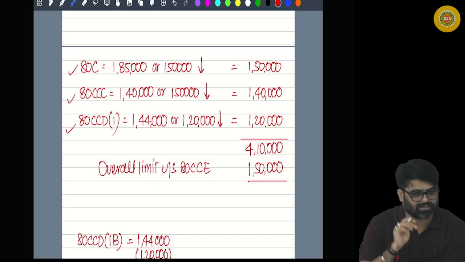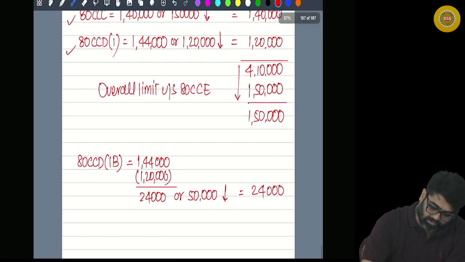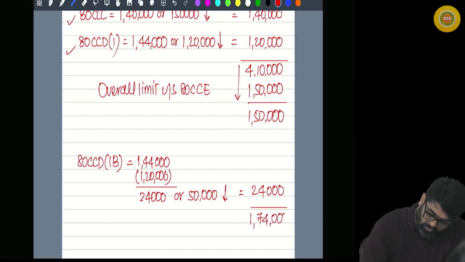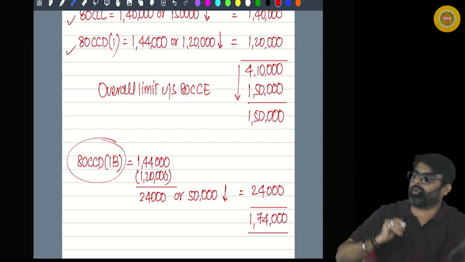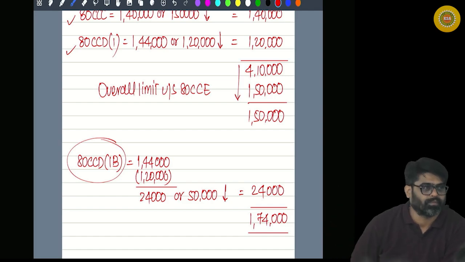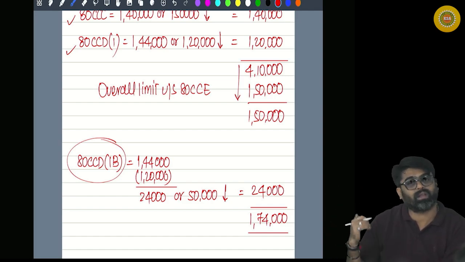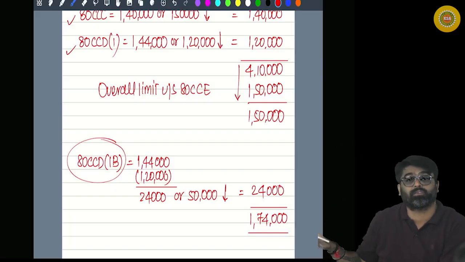Now you are thinking that you are going to get deduction of 4,10,000. All these 3 sections taken together cannot be more than 1,50,000. So how much deduction you are going to get? 1,50,000 this and 24 this. Total amount? 1,74,000 of deduction. Now please remember, this 80CCD1B is not subjected to overall limit of 80CCE. So you'll have to claim it separately. Understanding? Claiming 1,74,000 deduction. Those 3 plus this total is.